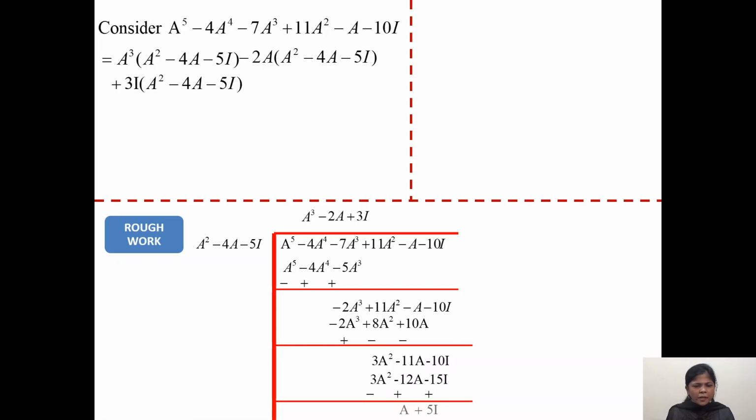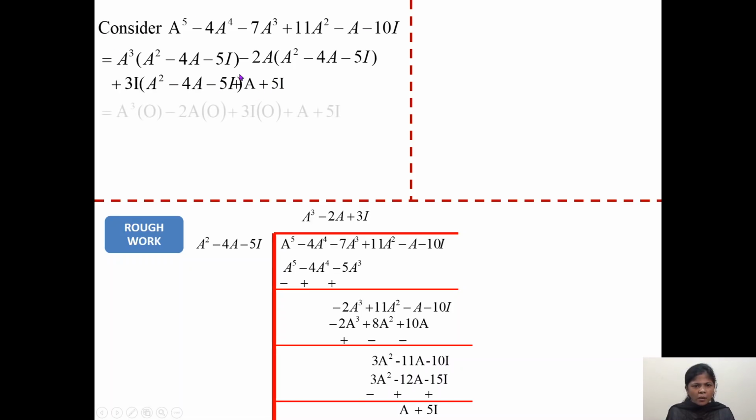Again simplify. So what we find here? 3A square will get cancelled. Minus 11 plus 12 is plus A. Then minus 10 plus 15 is plus 5I. Now what we find here? The degree of remainder is less than the divisor. It means the process is complete. So we will write this simply over here. So plus A plus 5I. Okay. So process is complete.